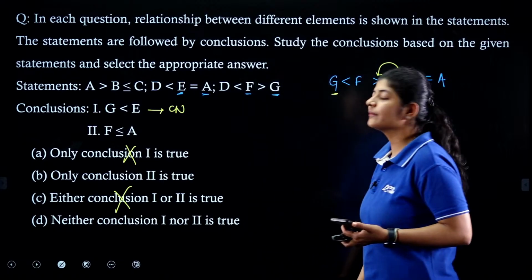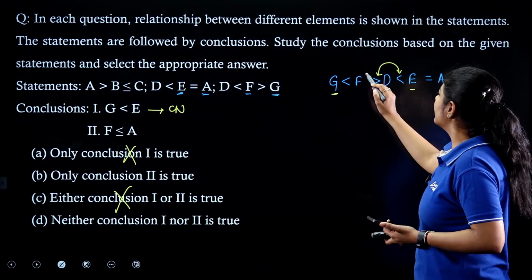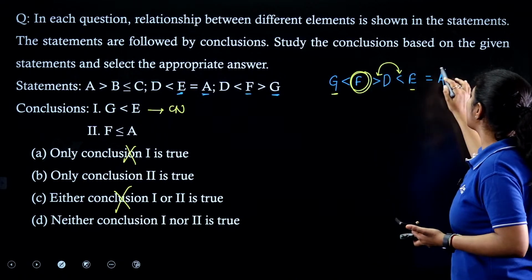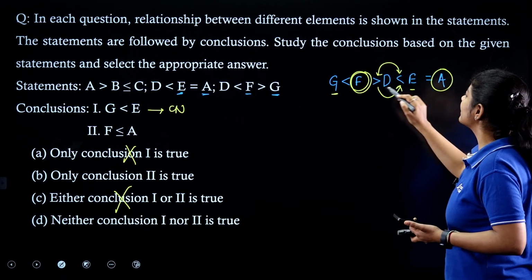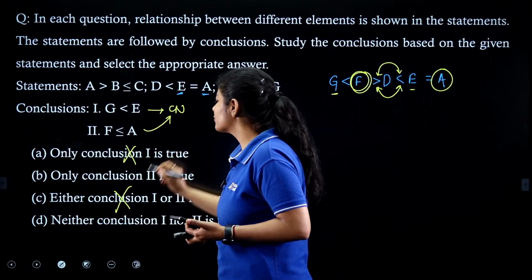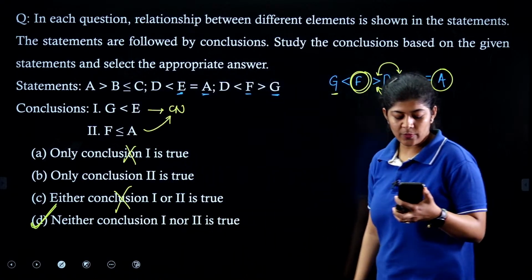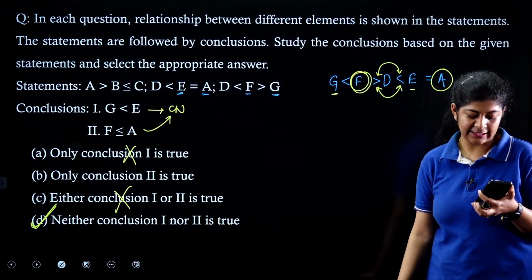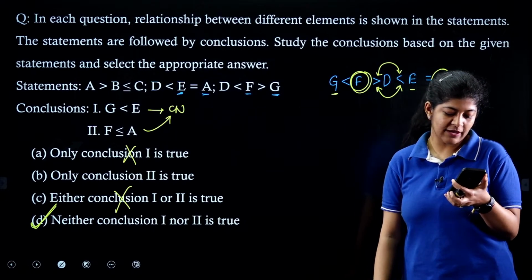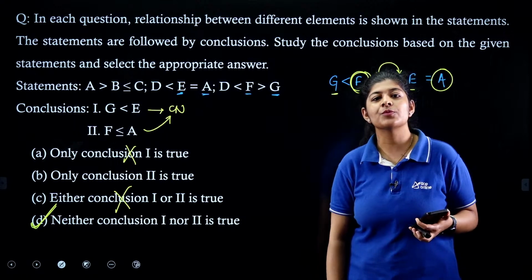Now, the second one. F is less than or equal to A. Here we have F and here we have A. Again, we have the opposite symbol. That means we can't say anything over here also. So the correct option is option number D, right? Very good Surya, very good Vinesh, very good Ganu. The correct answer over here is option number D.